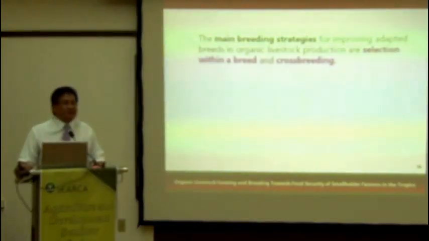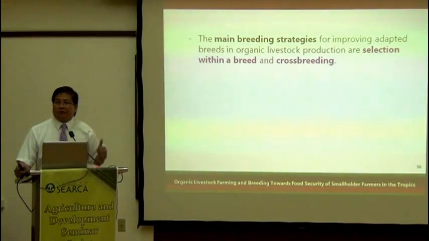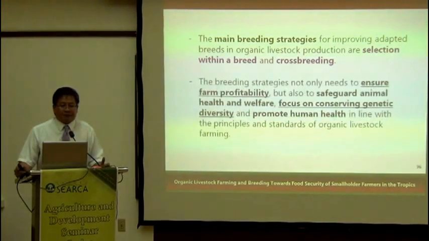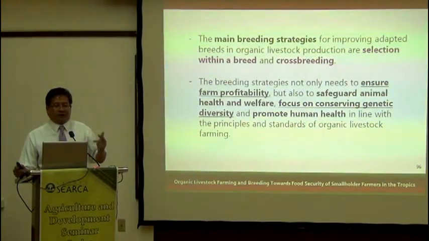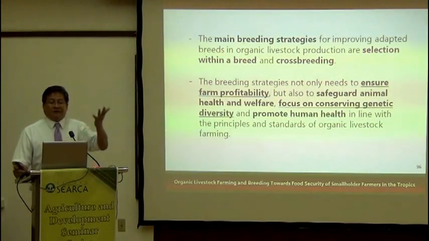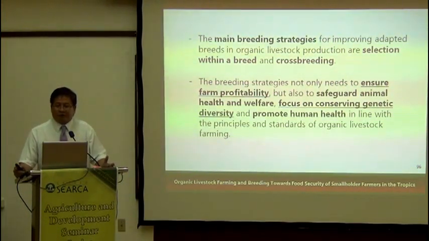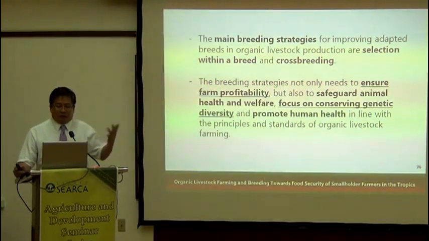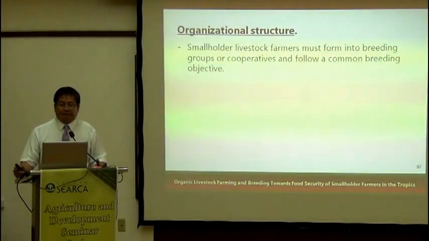And the main breeding strategies are the same. You end up with one, coming up with a selection program within the breed. Second, crossbreeding. The only thing that we need to do is ensure not only farm profitability, but there are some additional objectives: we safeguard animal health and welfare, we focus on conserving genetic diversity, and we promote human health in compliance with the principles of organic livestock farming.